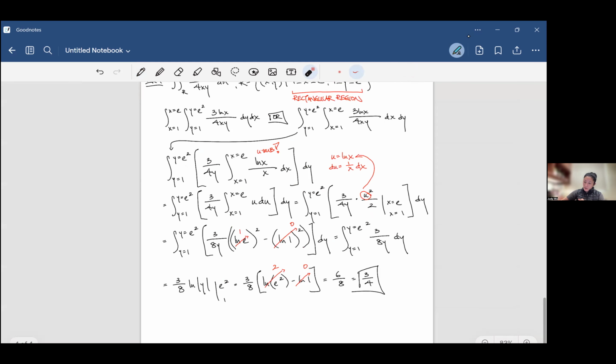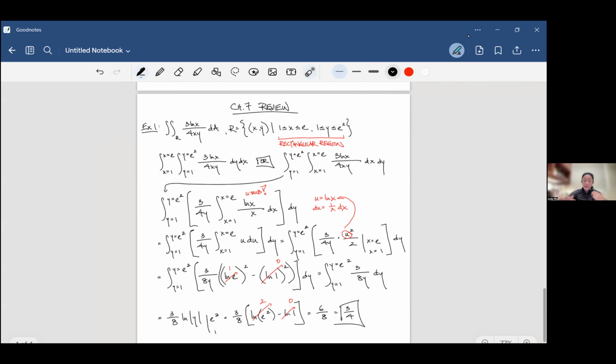All right. So I hope this was a good question to get our brains warmed up in terms of how we find a double integral over a rectangular region. Okay, now let's go ahead and do an example where we look at a double integral over a general region.